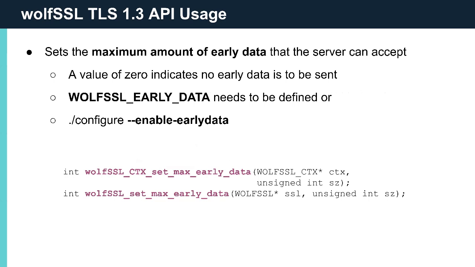So looking at early data, these two APIs here allow you to set the maximum amount of early data that can be sent. If you set 0 size here, that indicates to wolfSSL that no early data can be sent. And you do have to enable early data support explicitly in wolfSSL with --enable-earlydata, or by defining WOLFSSL_EARLY_DATA.